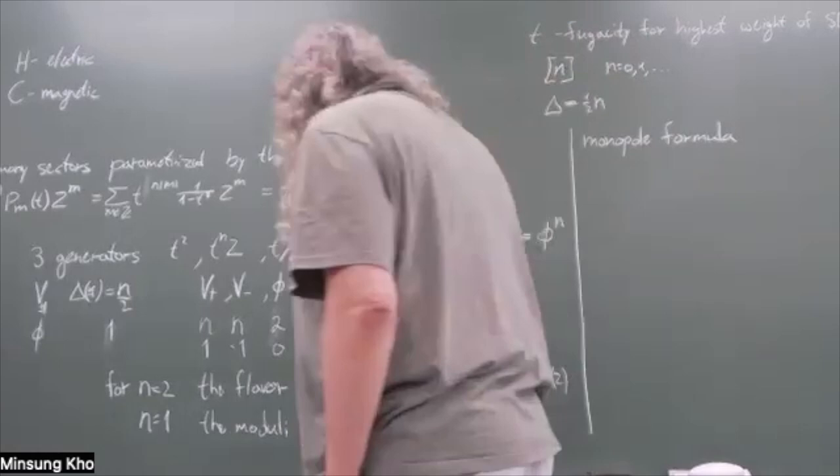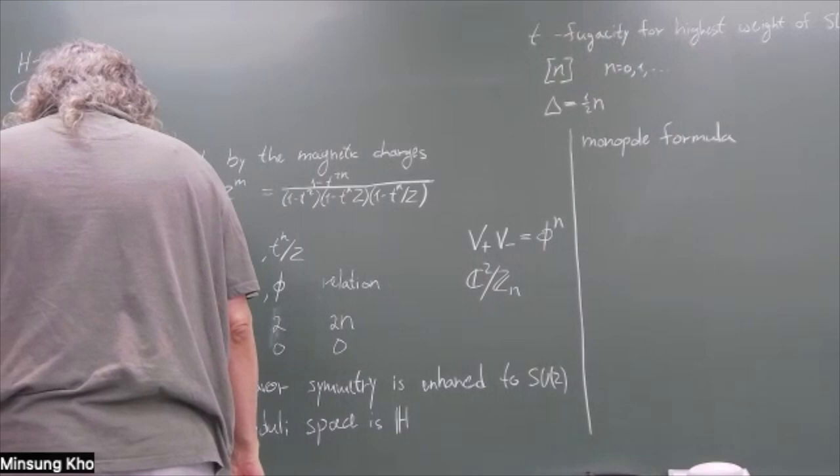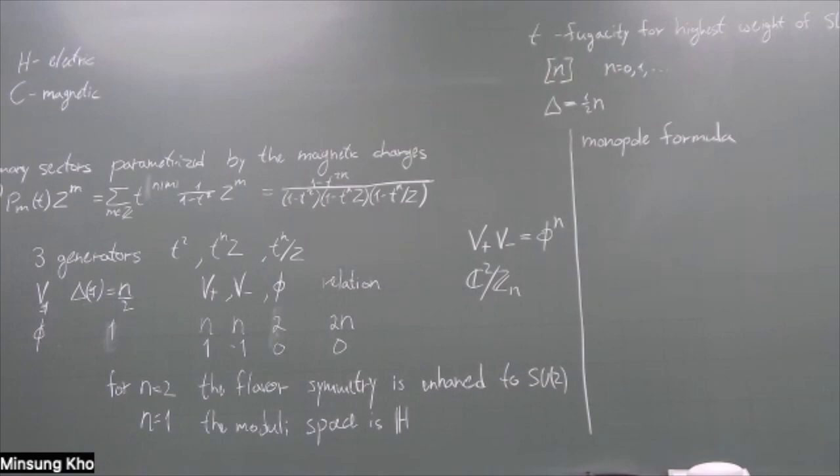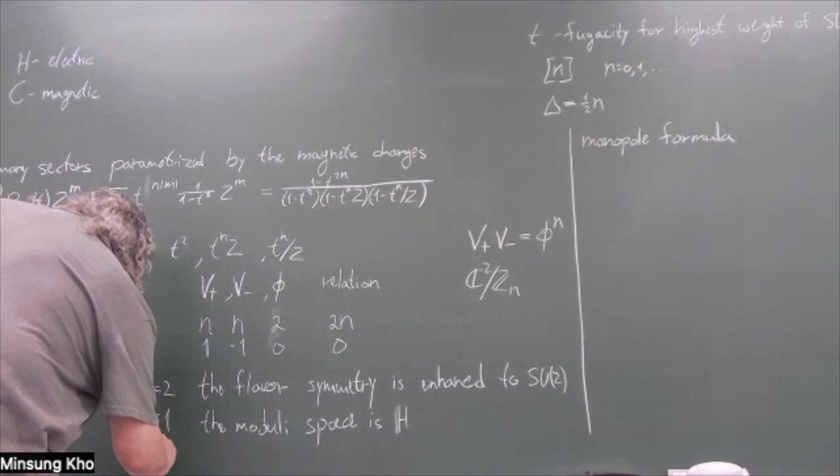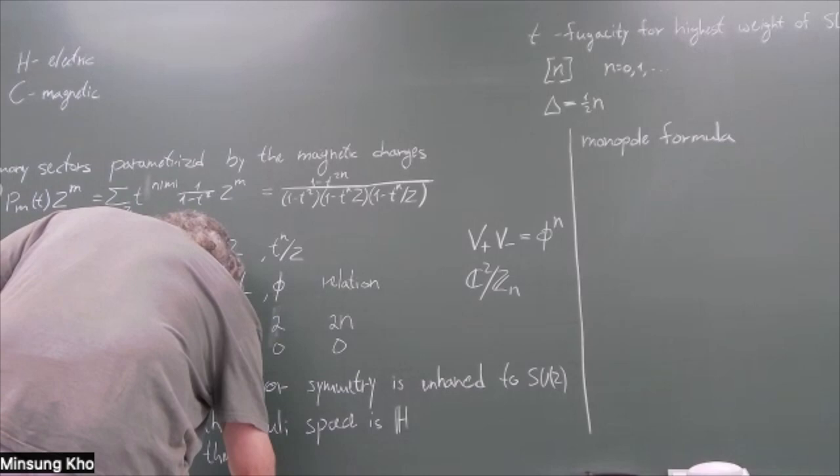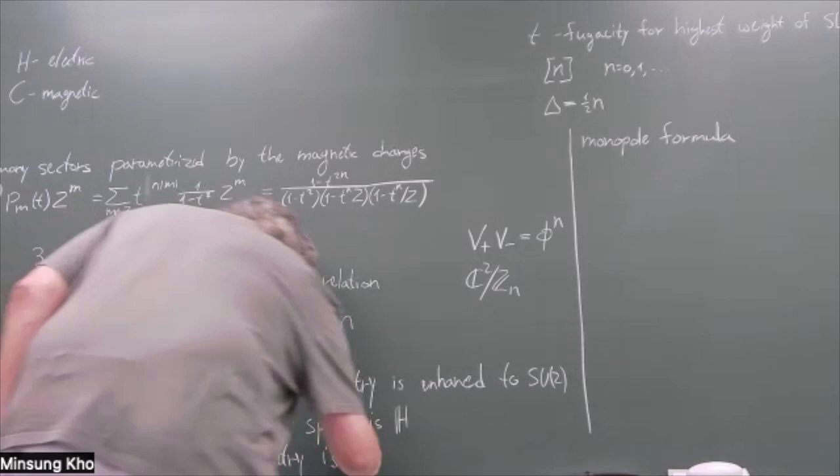And then there is again a symmetry enhancement. The symmetry is SU2 times SU2R. That's what we said the other time. Okay, so those are the different cases: for n greater than 2, the symmetry is a U1. Okay.